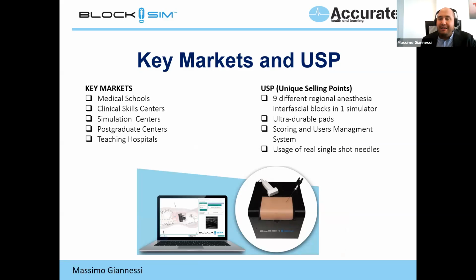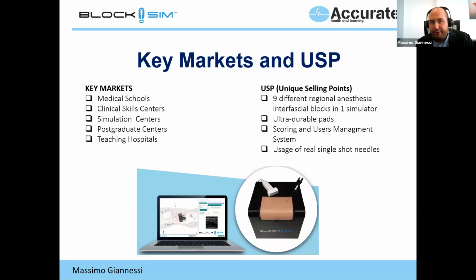And some unique selling points. First of all, it is unique by itself as an interfascial plane block simulator. There is no other on the market, so you don't have any competitor. We have 9 different regional anesthesia interfascial blocks in one simulator. We have ultra durable pads, and I will show you later why I can state that they are ultra durable. Then we have a scoring system and a user management system, so you can manage your class and manage the exercise. And something very important: you can use real single shot needles.